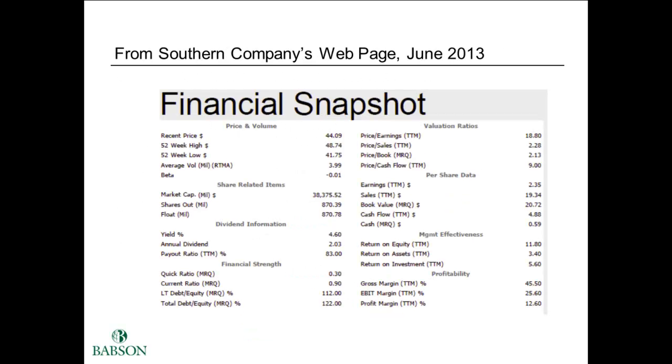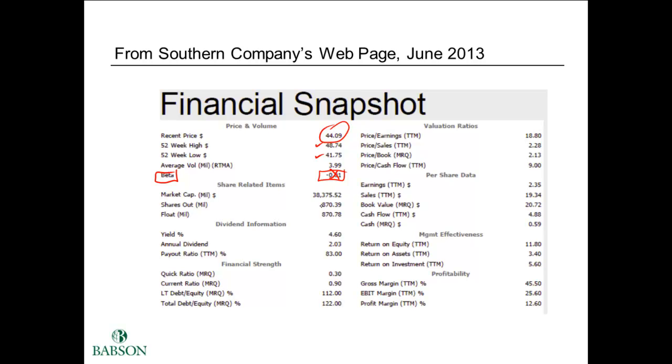This is a financial snapshot from Southern Company's webpage from June 2013. This came from their investor relations area. You can see that the recent price is $44, high of 49, low of 42, so those are all in the ballpark. We also have a beta estimated to be minus 0.01. That doesn't feel right to me. We know that betas are estimated using data that compare how one company moves relative to the overall market. We're going to ignore that, and we're going to estimate betas ourselves coming up.